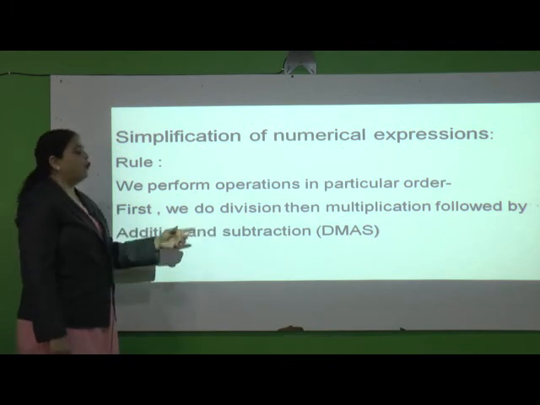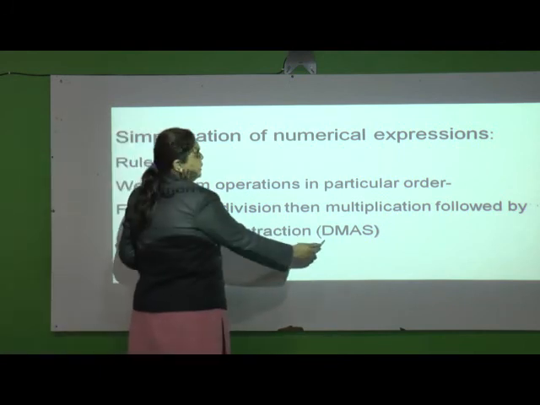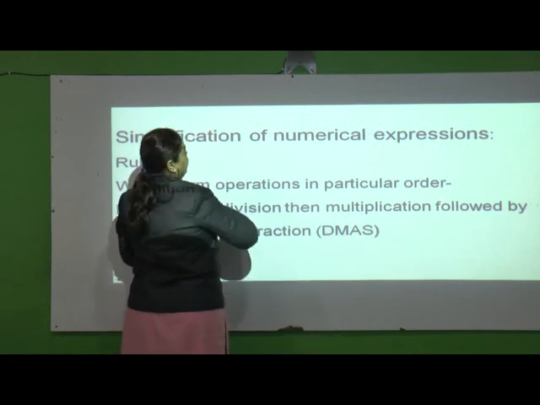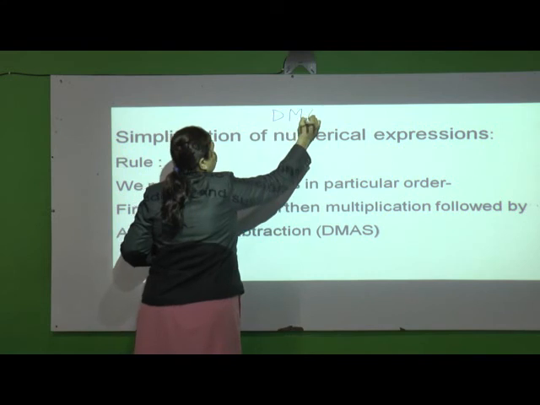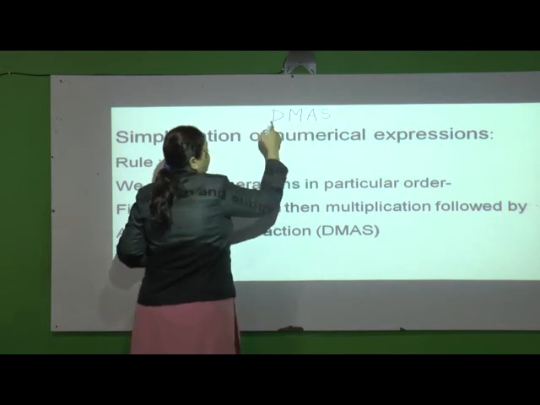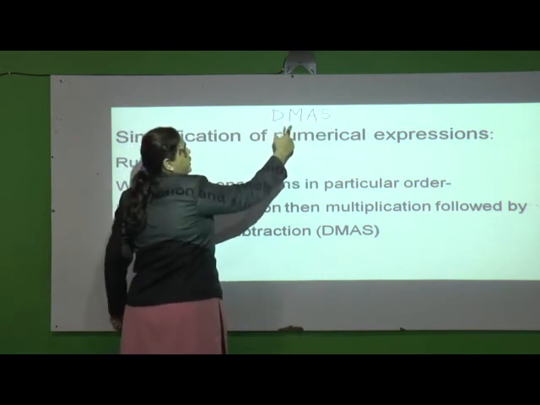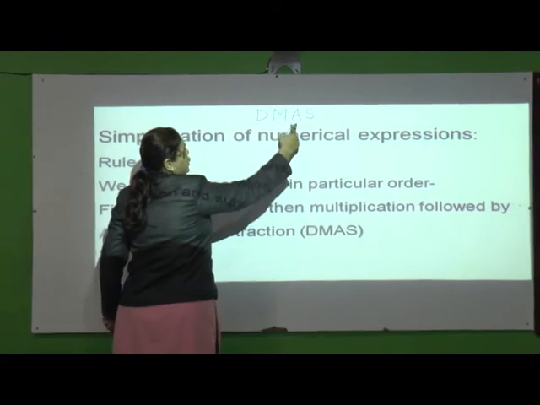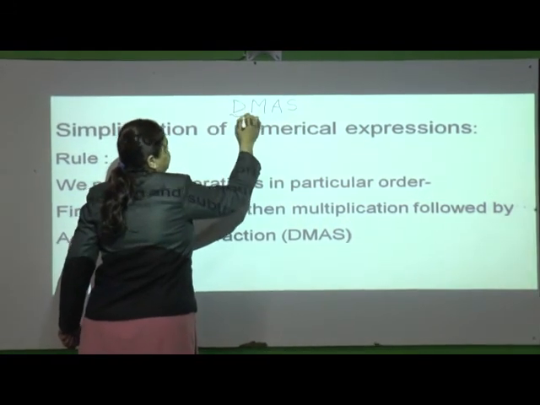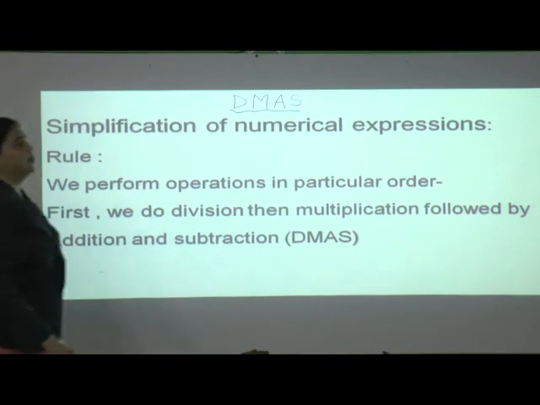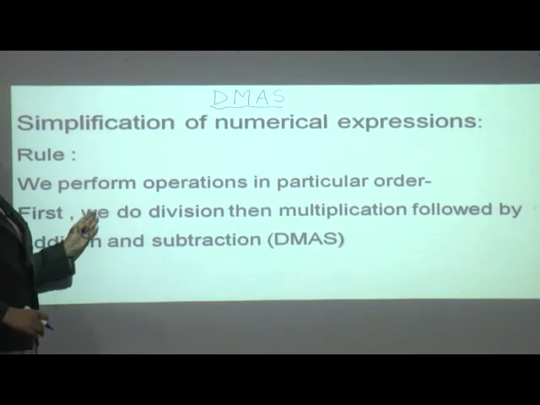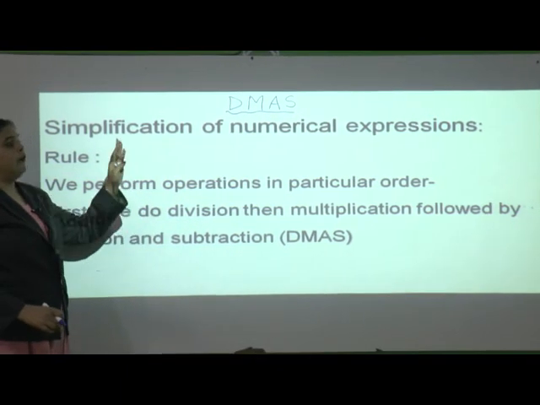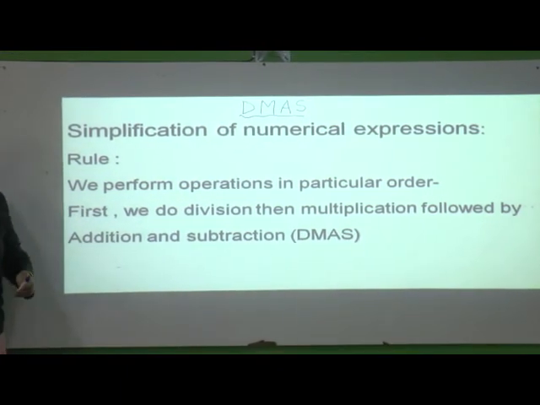In short, we can say it is DMAS. What we can write? It is DMAS. What is the meaning of that? D for division, M for multiplication, A for addition and S for subtraction. Now we will see the different types of examples which are related to the DMAS rules. Step by step we will solve one example of it.